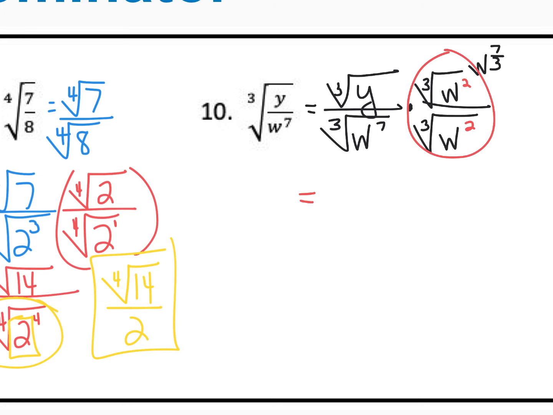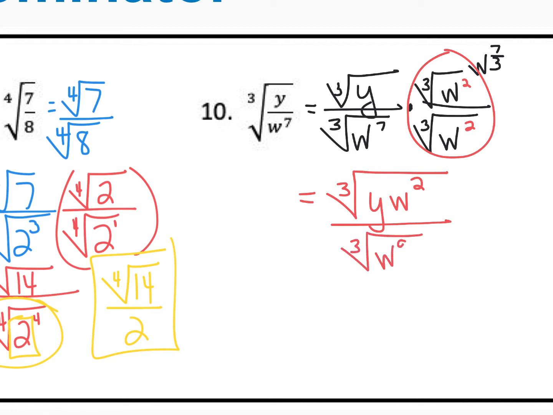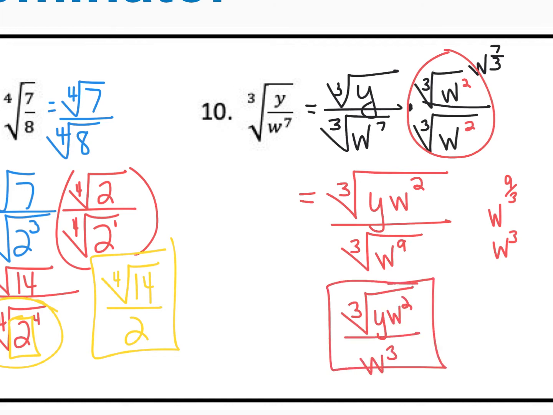So what do I get in the numerator? I get the cube root of y times w squared, all over, in the denominator, the cube root of w to the 7th times w squared. Keep your base, add your exponents, w to the 9th. Is that helpful? Because that's the same as w to the 9/3, which is just w to the 3rd. Right? So I have final answer, cube root of y times w squared over w cubed. Simplified because I've got no radicals in my denominator.